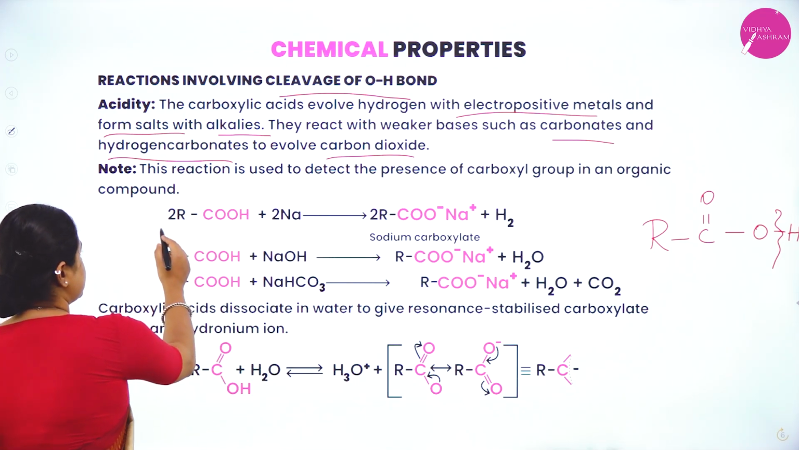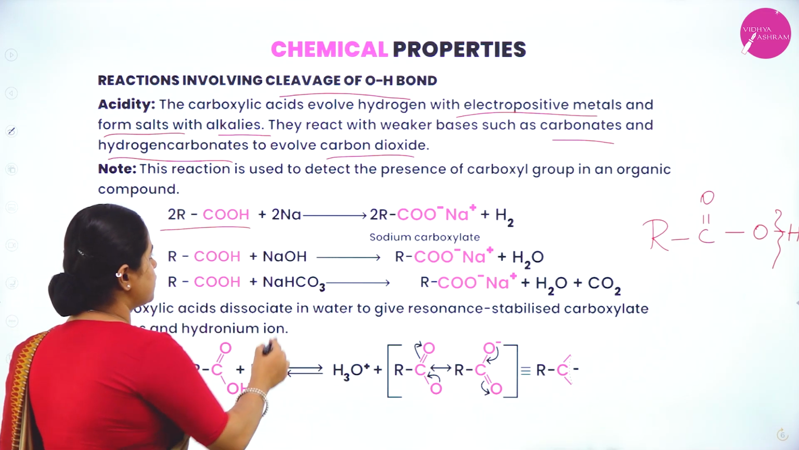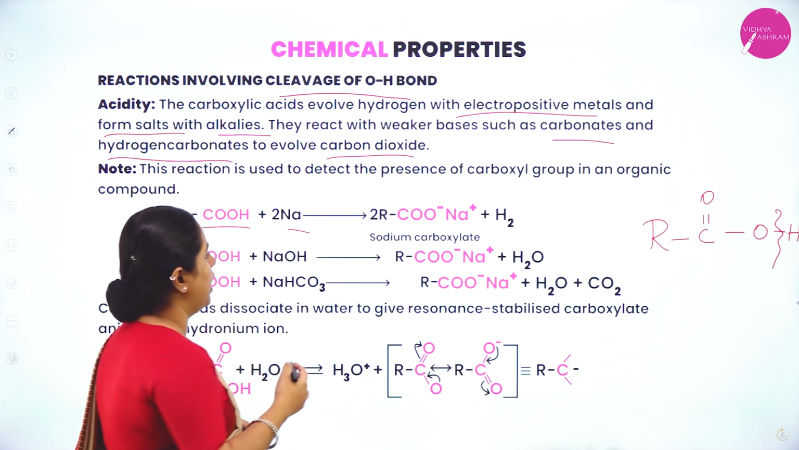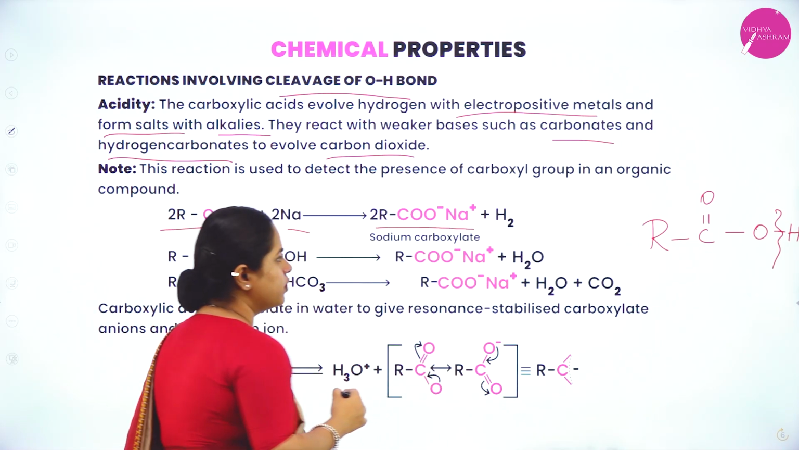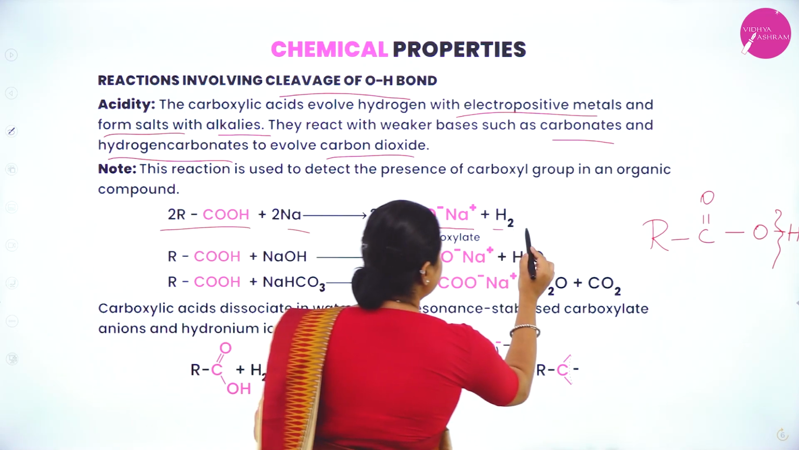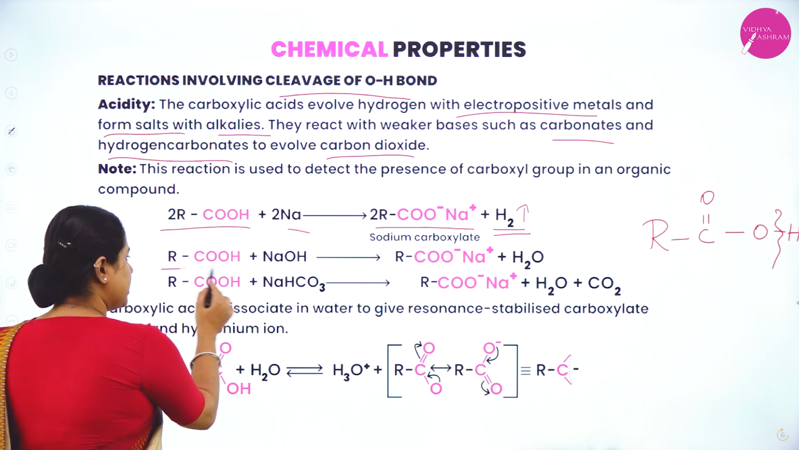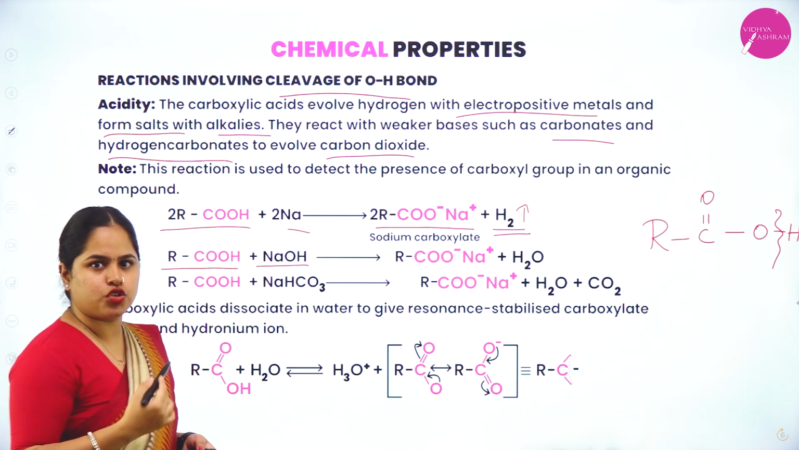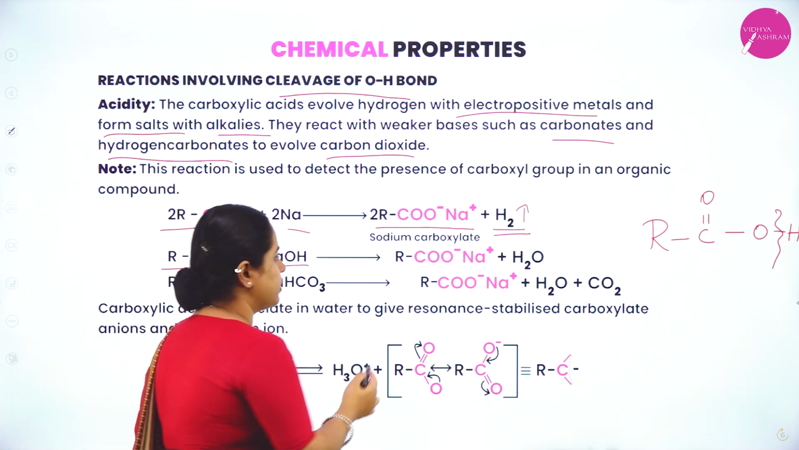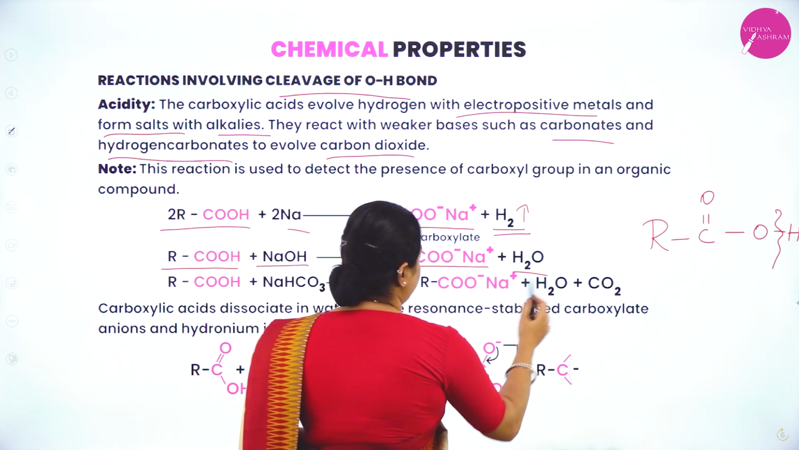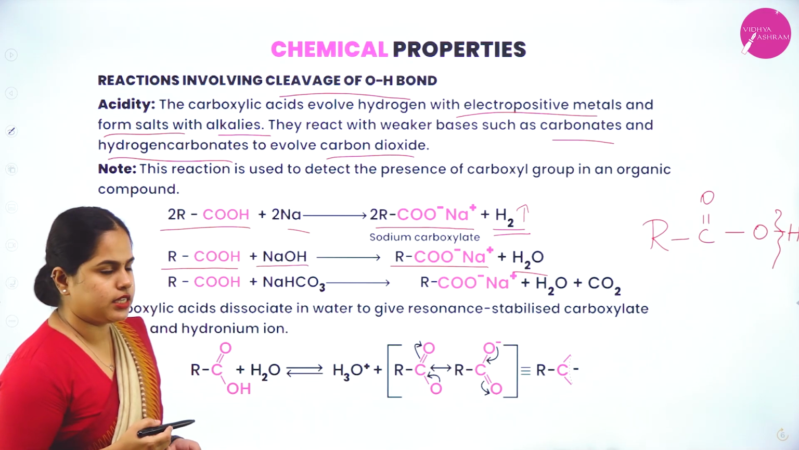So let's see. 2 moles of carboxylic acid react with sodium, a highly electropositive metal. You will get the sodium salt of the carboxylic acid and hydrogen gas will be evolved. Clear? Now, carboxylic acid can also react with a strong base like sodium hydroxide. You will get the sodium salt of the carboxylic acid again, and water.